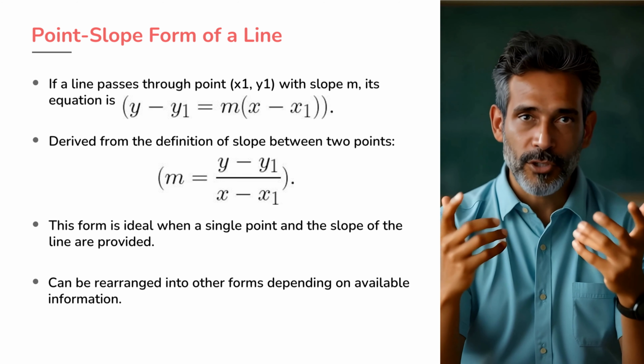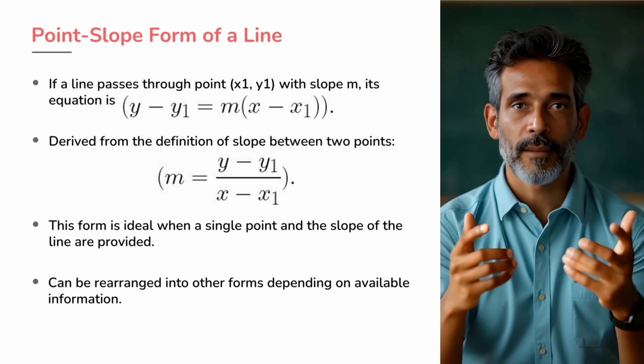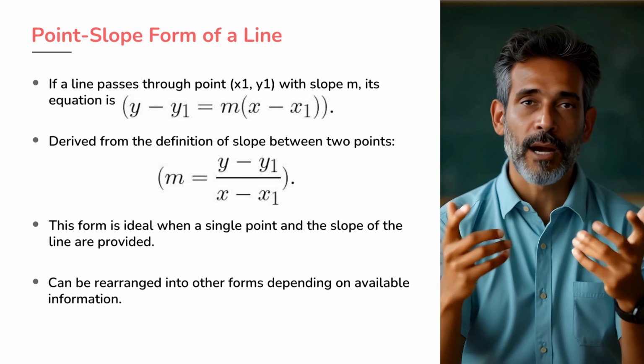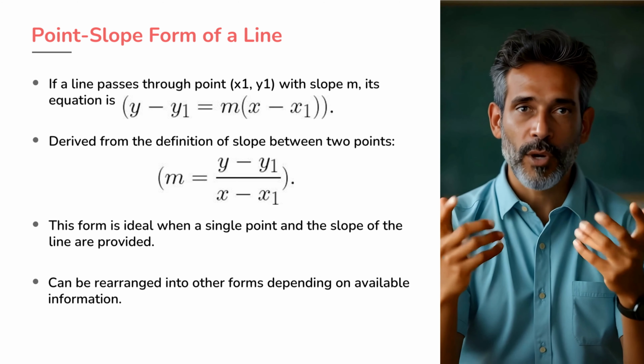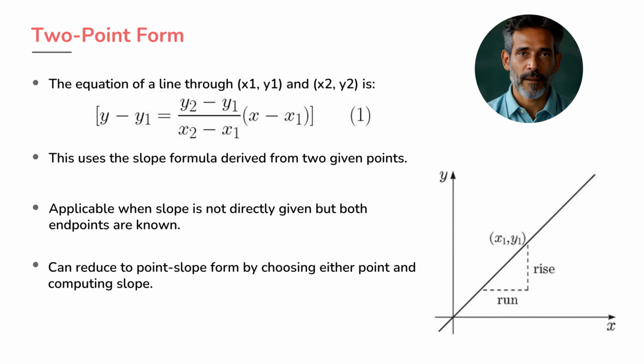This form is especially useful when we are given just one point on the line and its slope. And remember, it can be rearranged into other forms of line equations depending on the information available. Moving forward, what if you have 2 points on the line, but you don't know the slope explicitly? Suppose the points are A with coordinates (x1, y1) and B with coordinates (x2, y2).